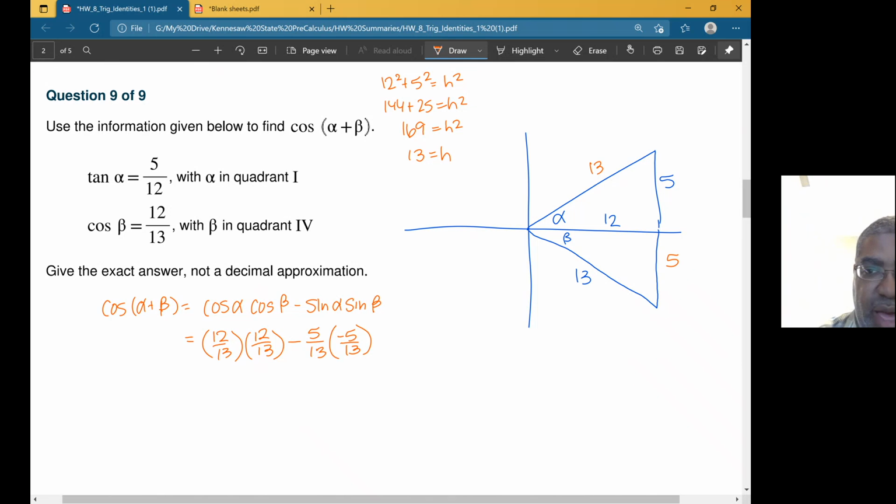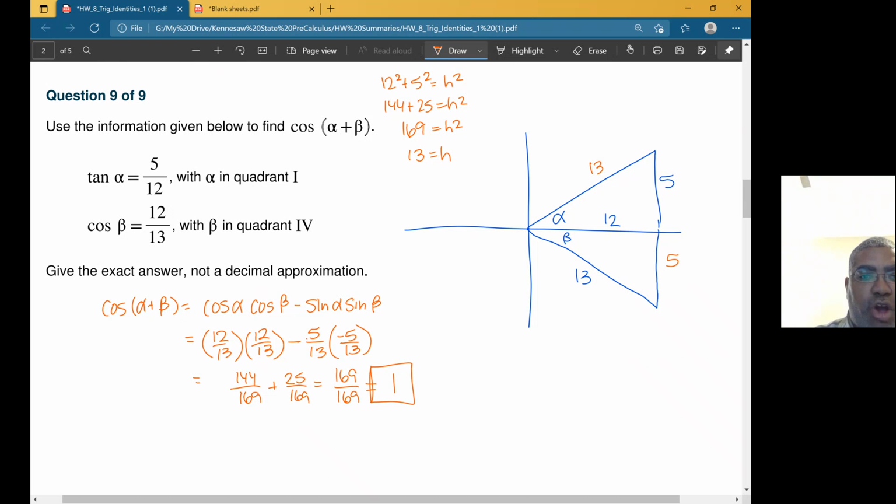The hypotenuse is always positive. This 12 is always positive. 5 is positive here, negative there. That's why sine of beta is negative. So this becomes 12 times 12 is 144 over 169. You have negative 25, so minus negative 25 is plus 25 over 169. Above we already showed that 144 plus 25 is 169. So this is 169 over 169, which is equal to 1. Boom.